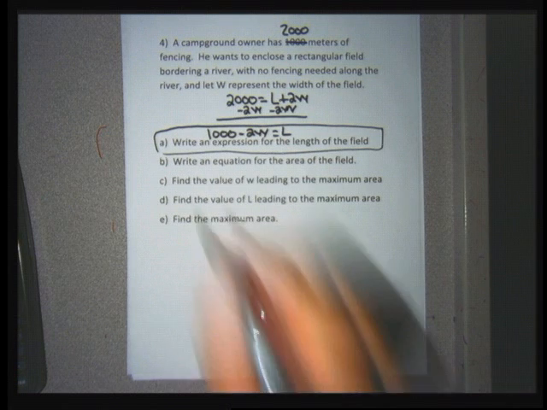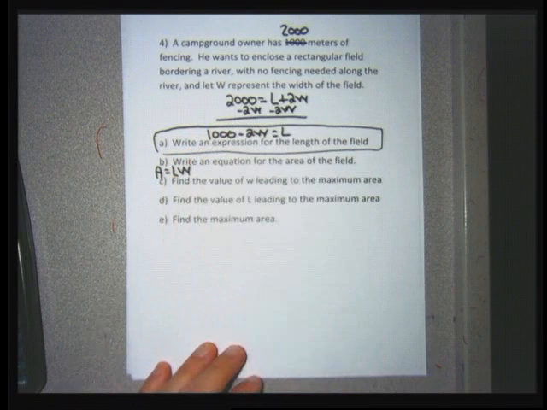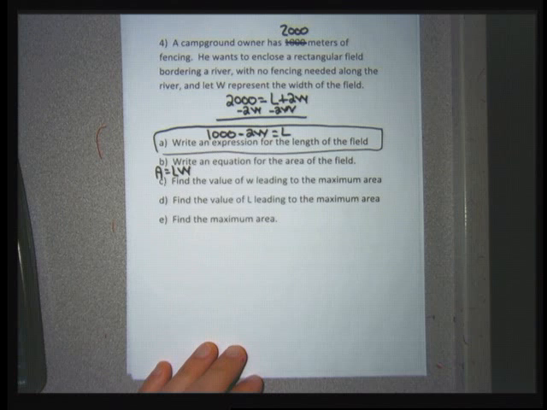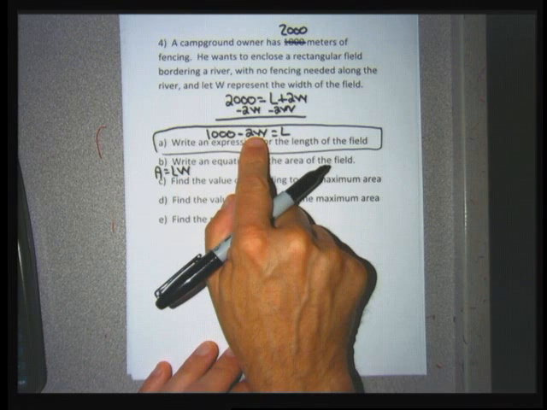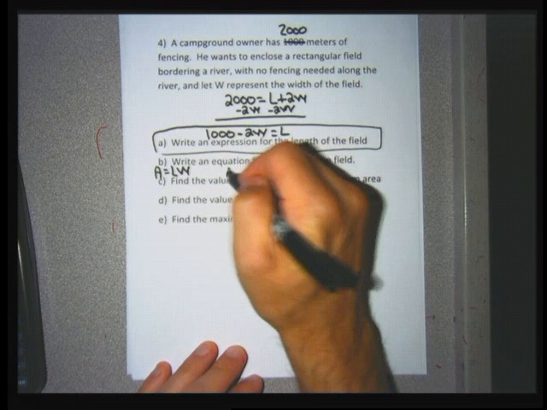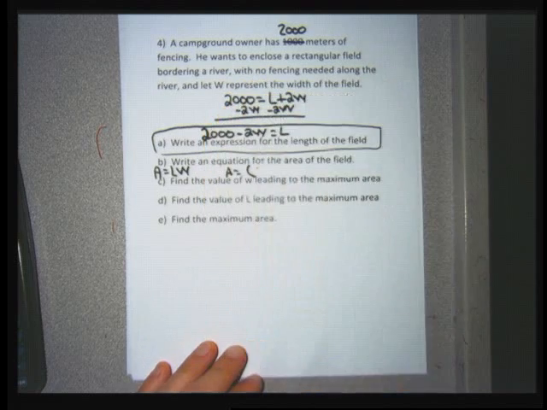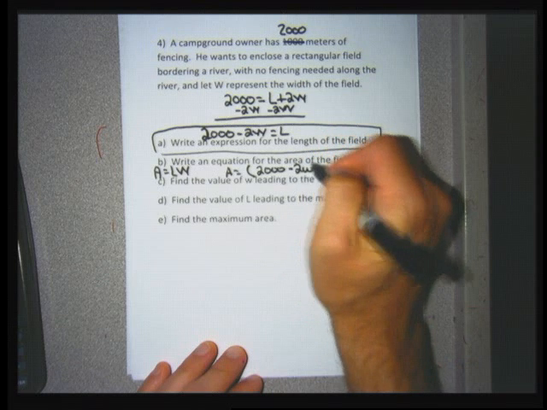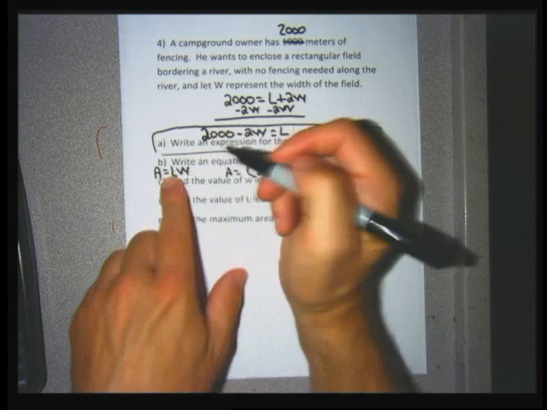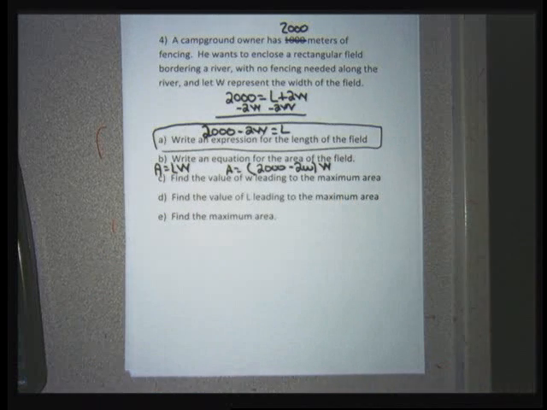The area of the rectangle was generally length times width, but because the calculator can't handle 2 letters to the right of the equal sign, I'm going to change the L to 2,000 minus 2W. So I'm going to get A equals, should be 2,000. I don't know why I made it 1,000. That should be 2,000. Should be 2,000 minus 2W times W. Just changing that L right there to 2,000 minus 2W. Now I'm going to graph it.